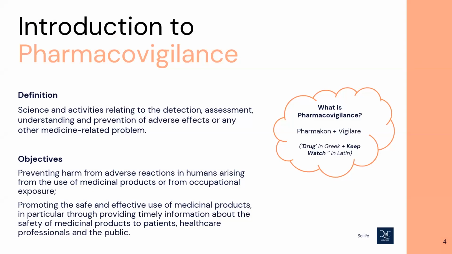I would like to start by giving an introduction to the meaning behind pharmacovigilance and why it is important. The word pharmacovigilance comes from pharmakon, which means drug in Greek, and vigilare, which means keep watch in Latin. By definition, pharmacovigilance is the science and activity related to the detection and assessment of adverse effects and understanding how these can be prevented or minimized.